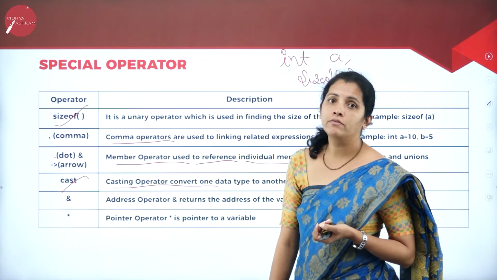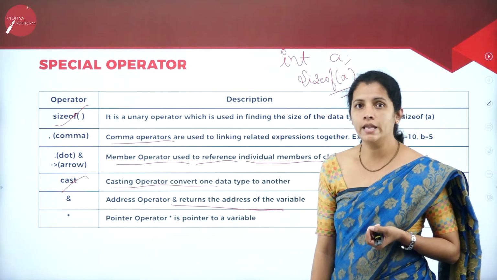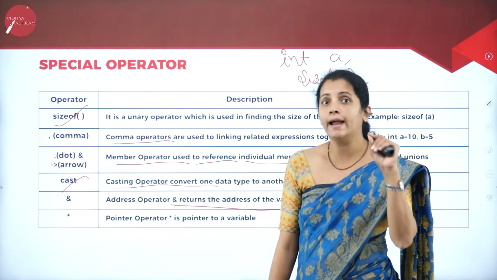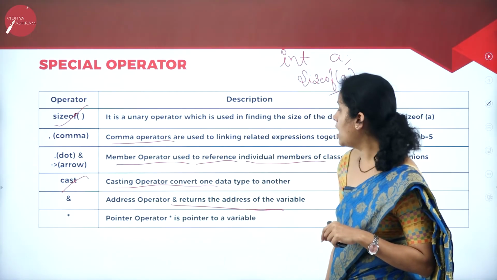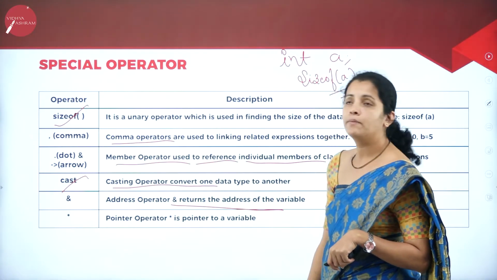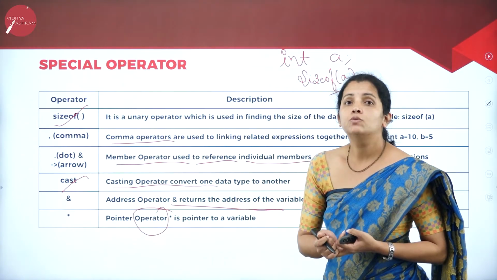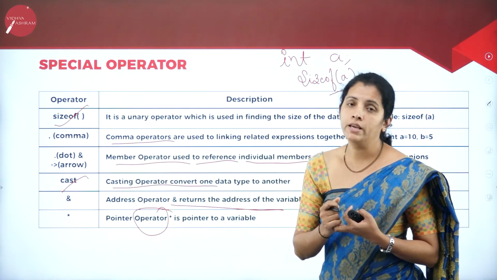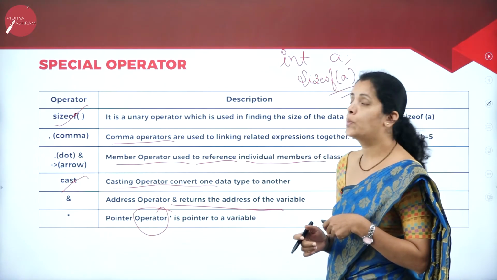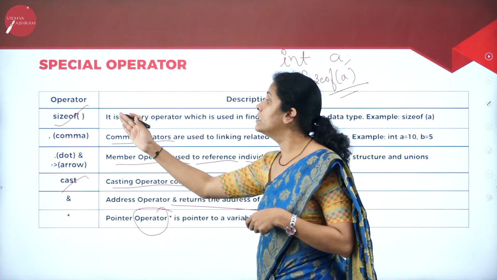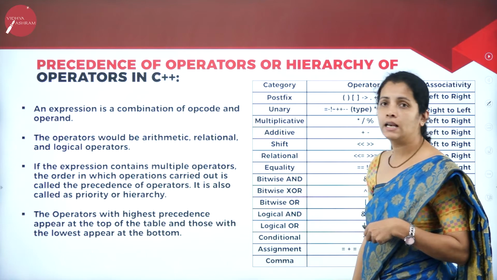Then I'm going to have the address operator. That means it returns the address of the variable. Whenever I want to know the address of the variable, in that time I'm going to use the address operator. And star, it is nothing but the pointer. So these are the pointer operators. So what is a pointer? It is going to point to the address of another variable. That is nothing but it holds the address of another variable. So these are some of the special operators that come in the C++ programming language.